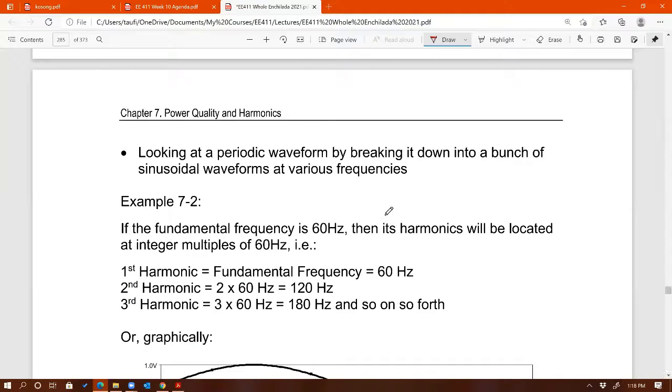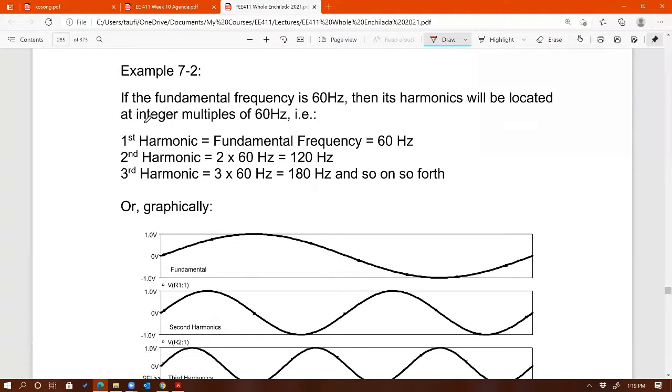Harmonic analysis entails analyzing a periodic waveform by breaking it down into a series of sinusoidal waveforms at various frequencies, which is what we know as Fourier series. If the fundamental frequency is 60 hertz, then its harmonics will be located at integer multiples of 60 hertz. For example, the first harmonic is the 60 hertz itself, the fundamental frequency. Second harmonic will be 2 times 60. Third harmonic will be 3 times 60.